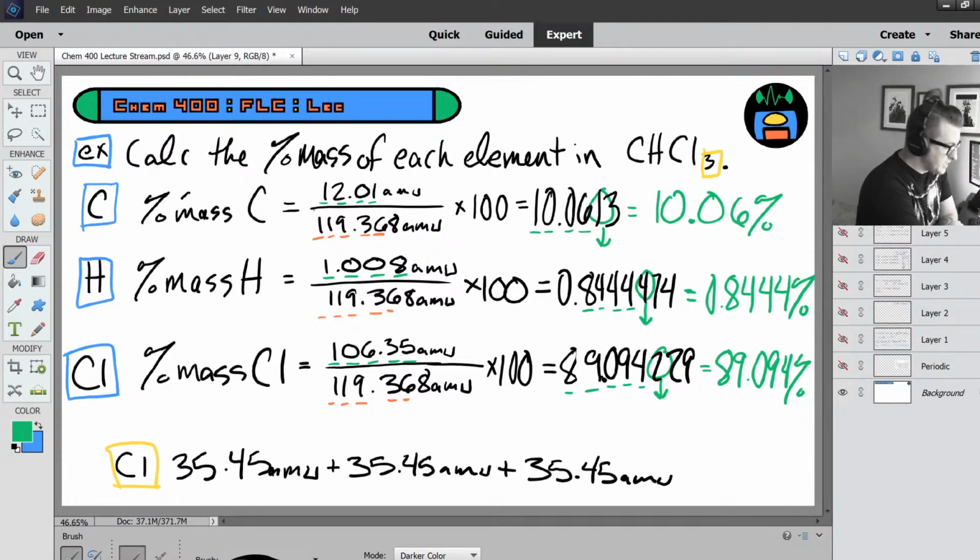Okay, question, Bailey, let's see. What if we started with 1.01 as hydrogen's mass? Yep, because your periodic table is more simplified. Okay, here's the thing. Bailey, that is an excellent question. So what would happen if you did 1.01? Okay, so here's the thing.